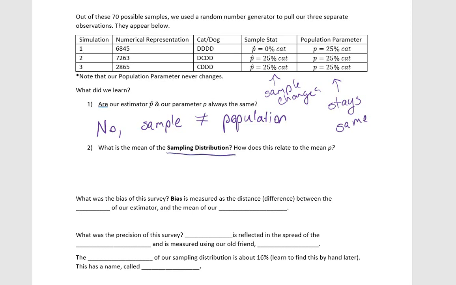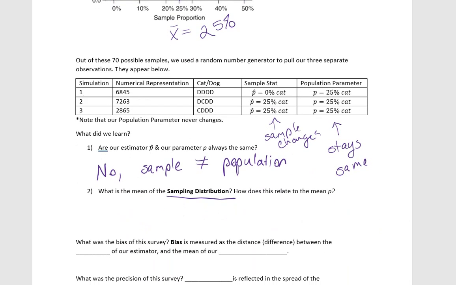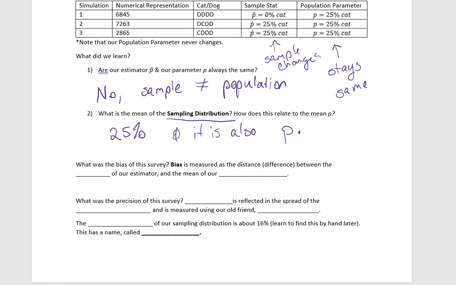Now, if we look at the mean of the sampling distribution, okay, remember what the mean is, that's going to be the center if you have a symmetric graph. So if we look back up here, well, the mean, or the most common value that we would see, is 25%. So like we said, the 25% is the mean of the sampling distribution, and it is also p. What this means is that if we repeat the survey over and over and over again, we're very likely to see the same results that will match the population.